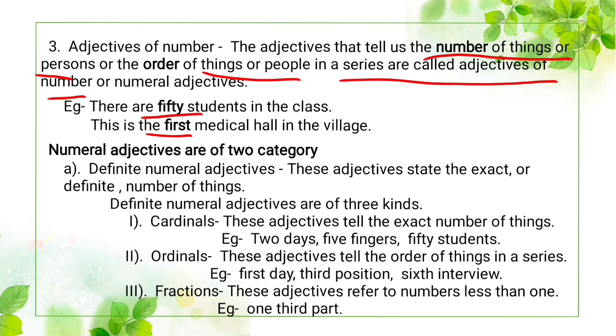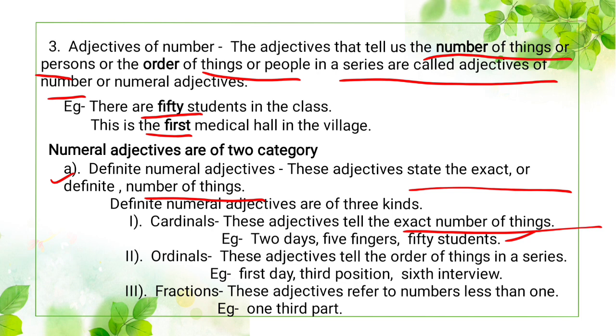First one is definite numeral adjectives. These adjectives state the exact number or definite number of things. Definite numerals are also of three kinds. First one is cardinals. These adjectives tell the exact number of things. Example is like 2 days, 5 fingers, 50 students and so on.